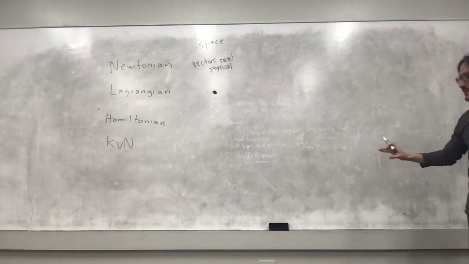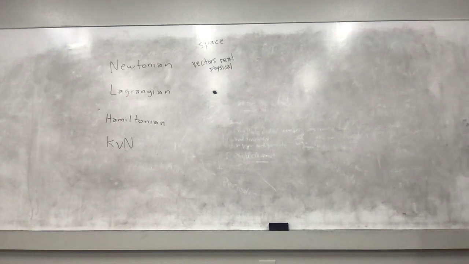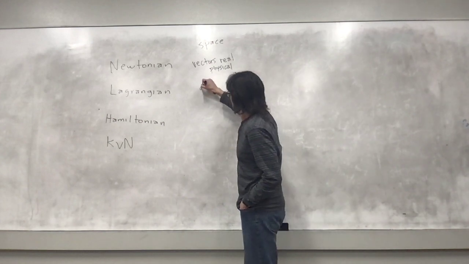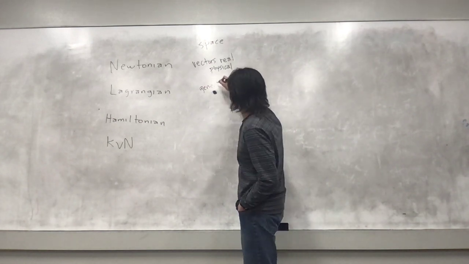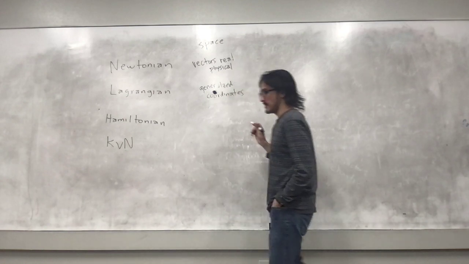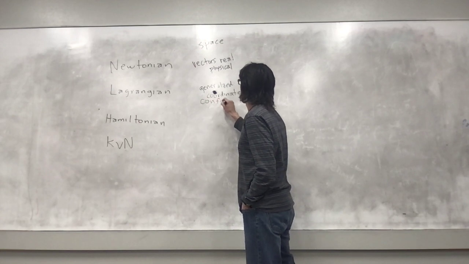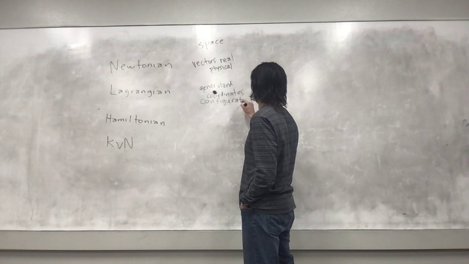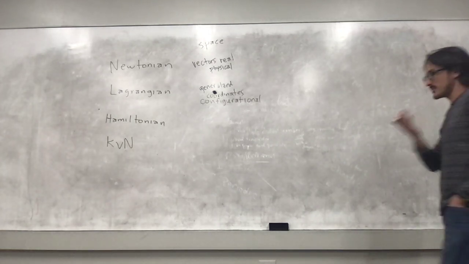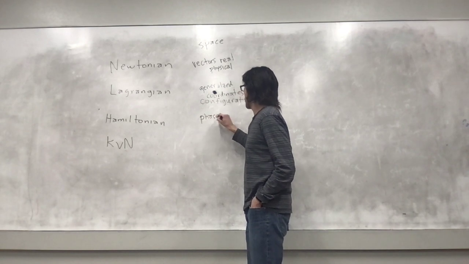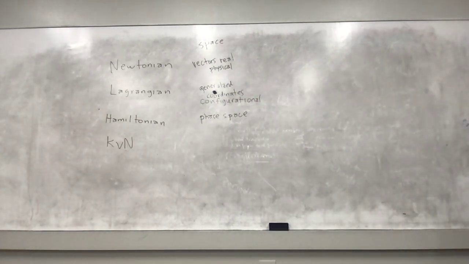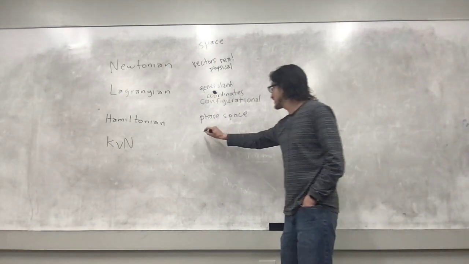I guess he looked at things, he imagined vectors and how the position and the velocity vector change. What about the Lagrangian? Generalized coordinates. How do you call that one? Configuration. What about Hamiltonian? Phase space. What about von Neumann? Hilbert space. Isn't that crazy?